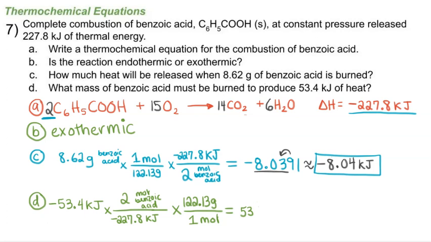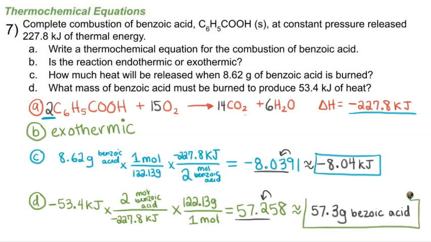And I ended up with 57.258 grams, which I will round to just 3 significant figures. So the 2 is going to round up, so this should be 57.3 grams of benzoic acid. And it is a long formula and a long word, but you do have to write out the substance. It is important to show what substance we're talking about since it's in grams. So there is our final answer.